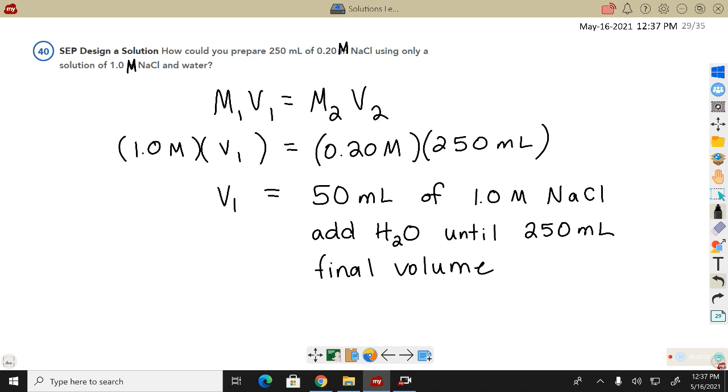I would put that 50 milliliters in either a volumetric flask or maybe a large graduated cylinder. I would start with my concentrated solution, which in this case is the 1 molar, and then I would just add water until I hit my final desired volume. Now I can estimate that that's going to be approximately 200 milliliters of water, right? So that the water plus the original solution add up to my final desired volume.